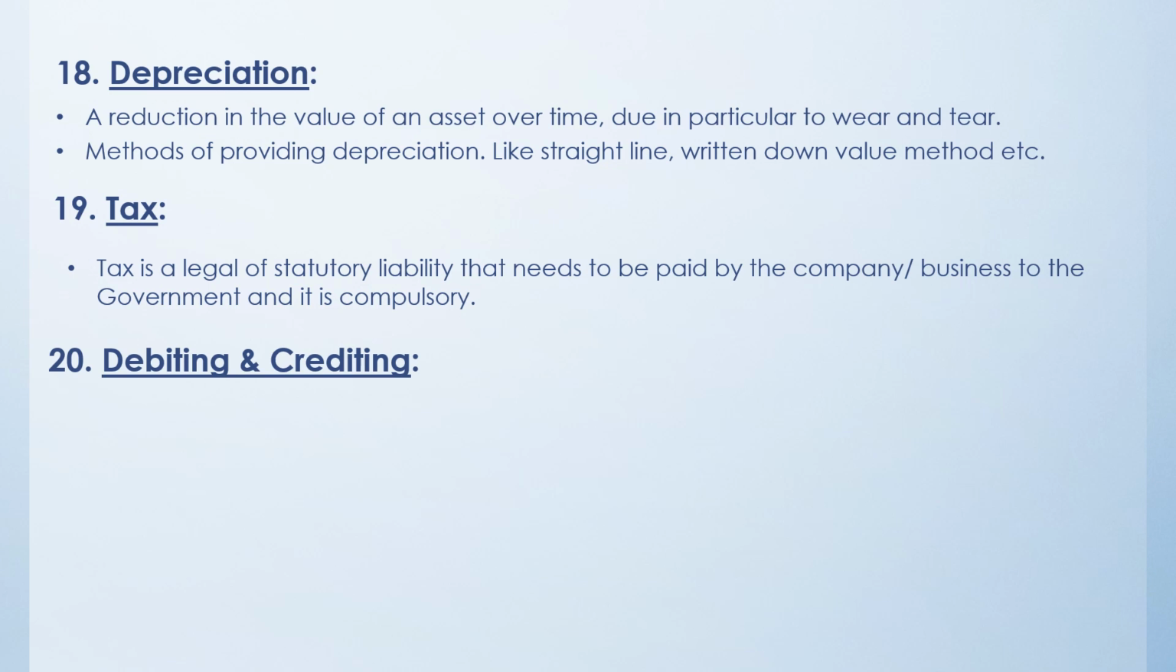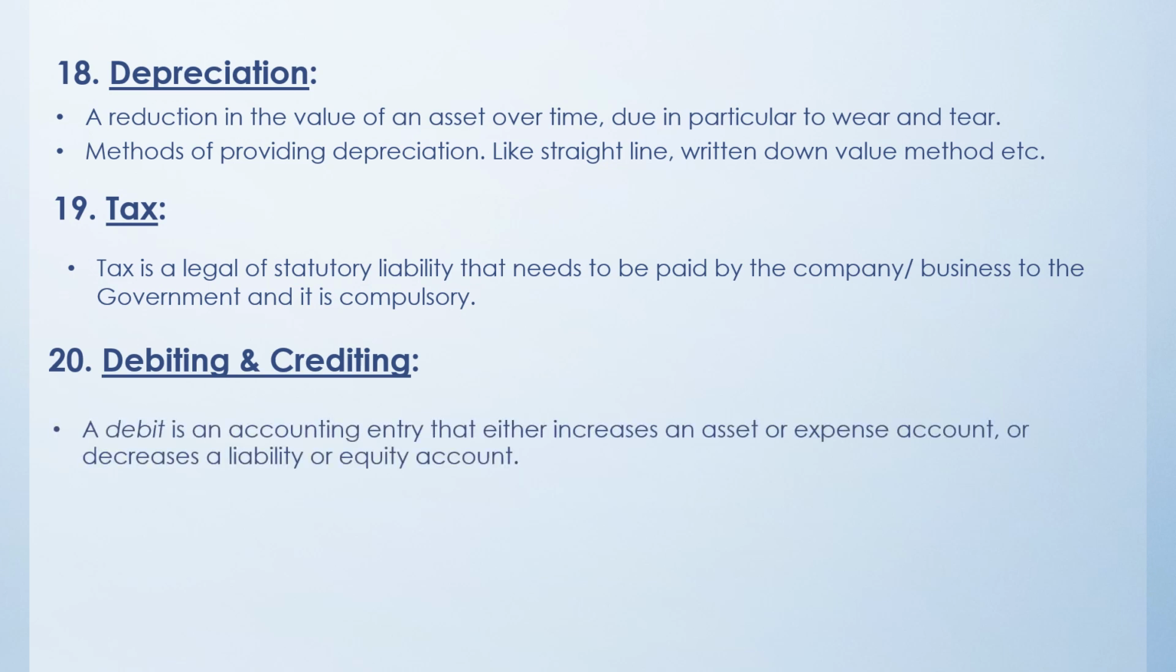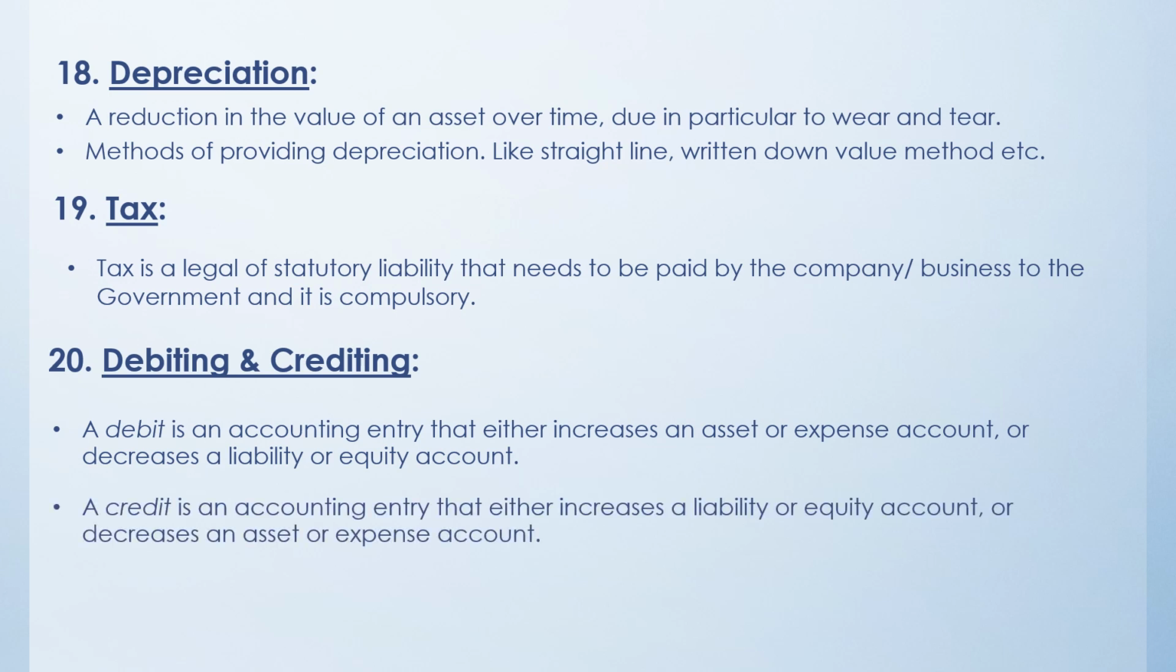Now debiting and crediting. So basically a debit is an accounting entry that either increases an asset or expense account or decreases a liability or equity amount. And a credit is an accounting entry that either increases a liability or equity account or decreases an asset or expense account. On the contrary, if you had borrowed from Citibank, then you will credit the Citibank account in your books and they will debit your account in their books. So basically this is a mirror effect.